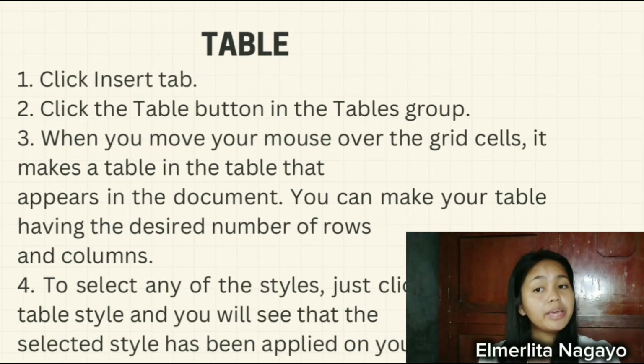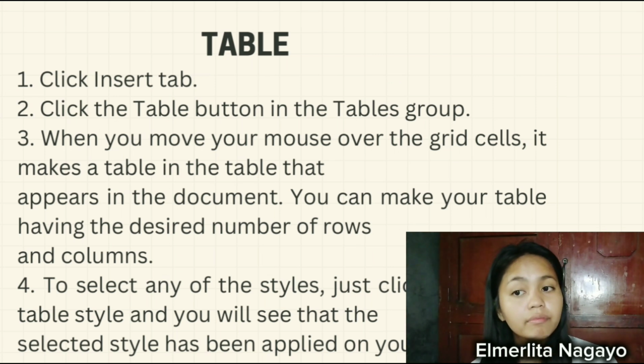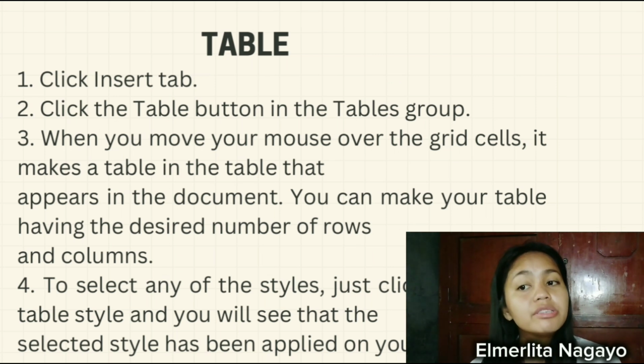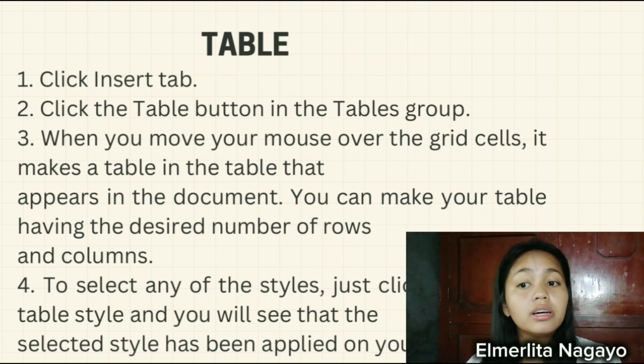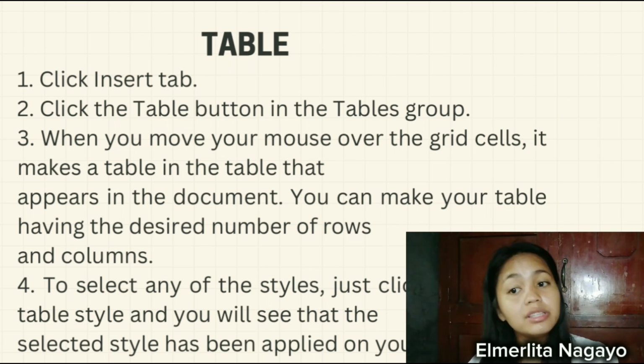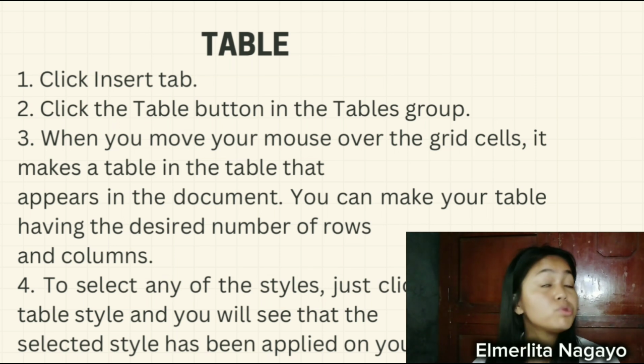In making a table, just click the Insert tab. After you click the Insert tab, click the table in the table group, and when you move your mouse over the grid cells, it makes a table that appears in the document. You can make your table having the desired number of rows and columns.